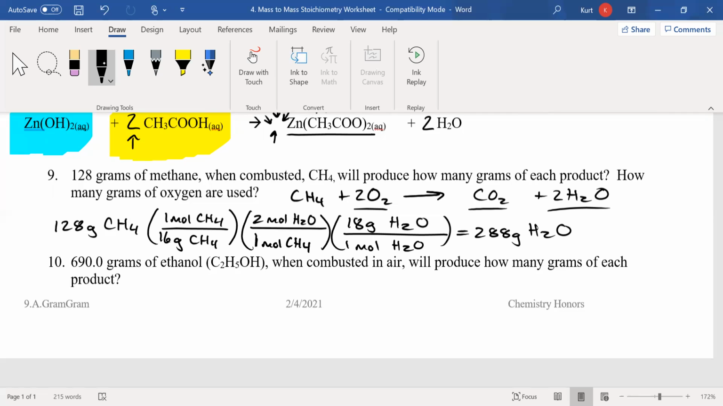And for oxygen, it says how many grams of oxygen are used. So let's plug in oxygen here. For oxygen, there are 2 moles of O2. 1 mole of O2 is equal to 32 grams of O2. And so we do 128 divided by 16 times 2 times 32. I got 512. Did you get that for oxygen? Okay. Any questions on 9?